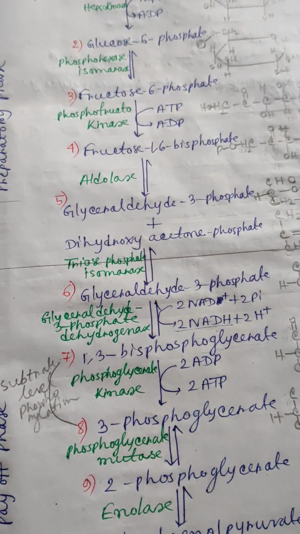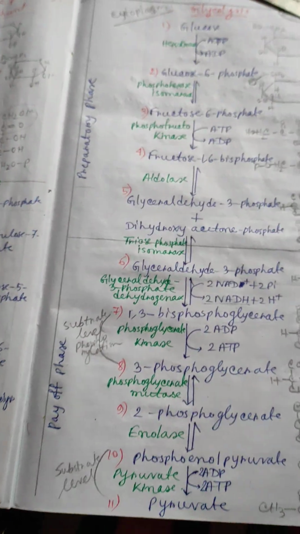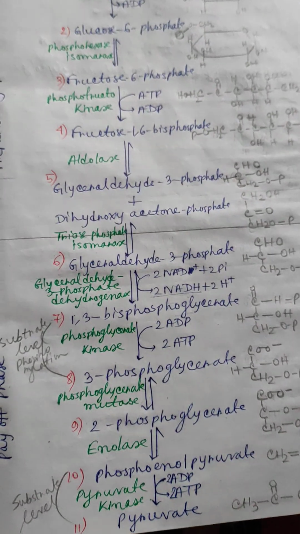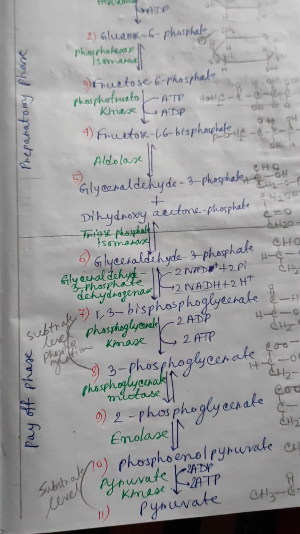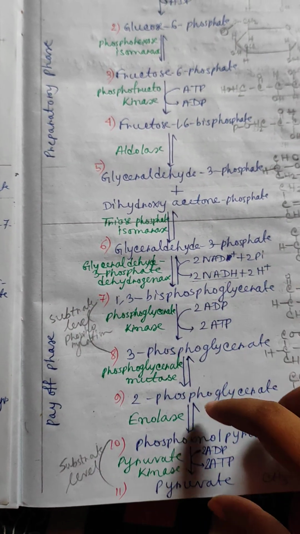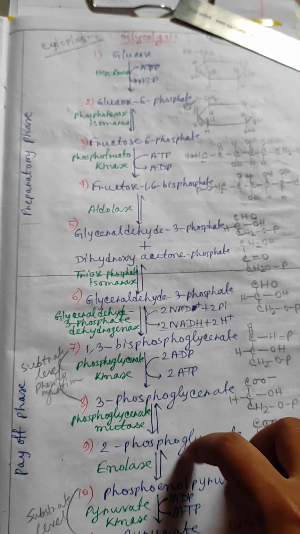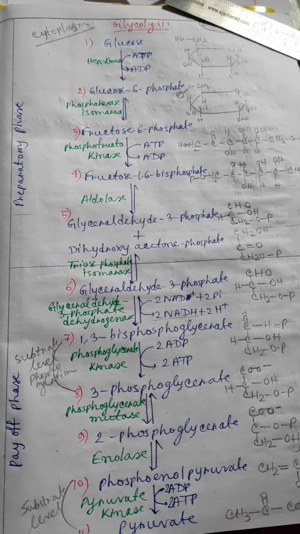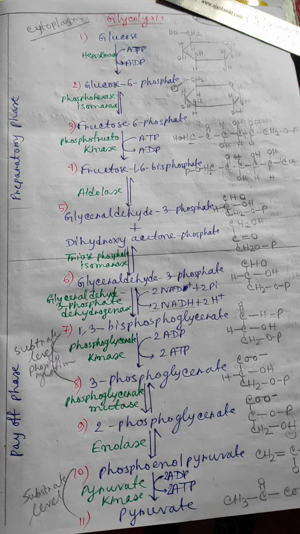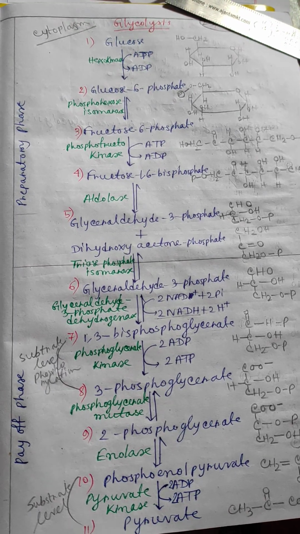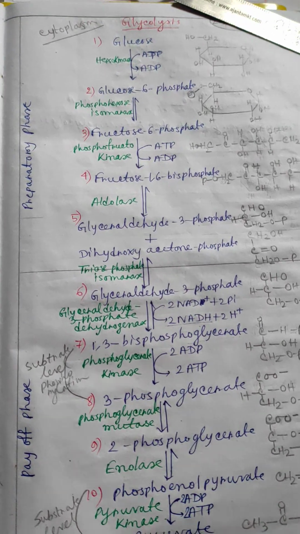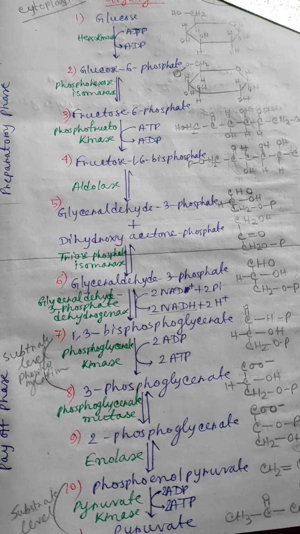So here another important question is: mention the substrate level phosphorylation processes in glycolysis. Here I have mentioned it. This step and this step in the glycolysis process are the substrate level phosphorylation processes. So this is the overall explanation of the glycolysis process. It occurs in the cytoplasm and we gain pyruvate or pyruvic acid.